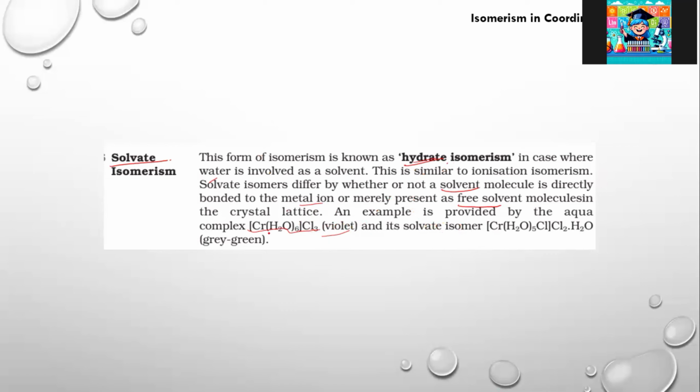If you take the solvent as water, the solvate isomer is like this: Cr(H2O)5 Cl. One H2O molecule is leaving the coordination sphere, and at the same time, one Cl minus is coming into it. So we get this complex as the solvate isomer. Here the solvent is water, so we get the hydrate isomer of this complex. The color is different. It is gray green, whereas the first one is violet in color.